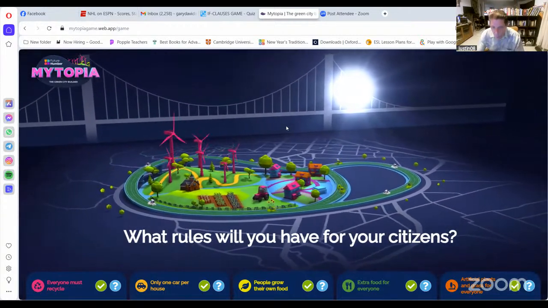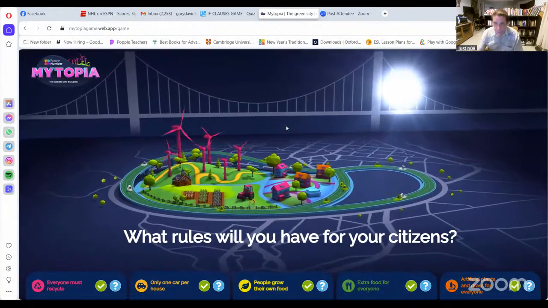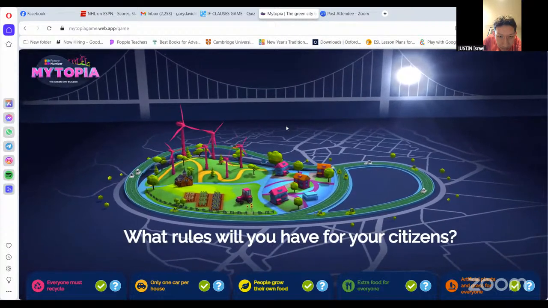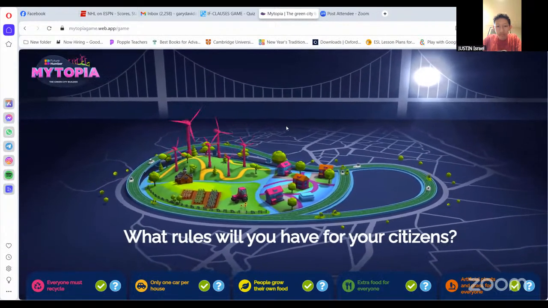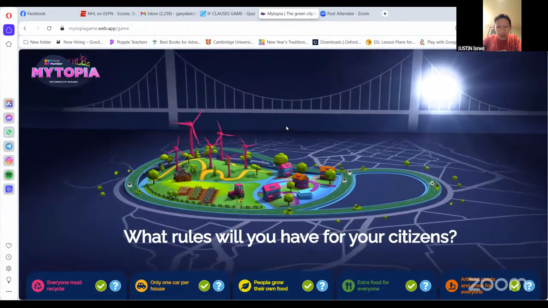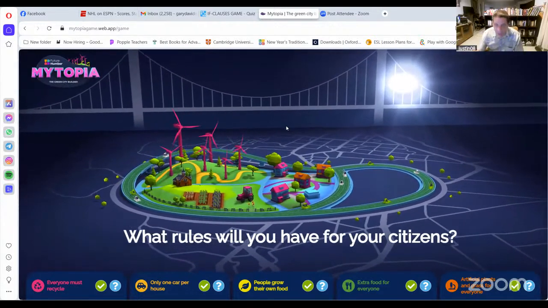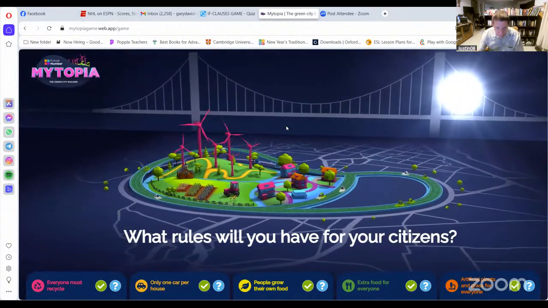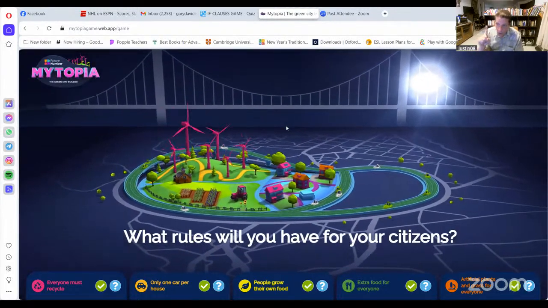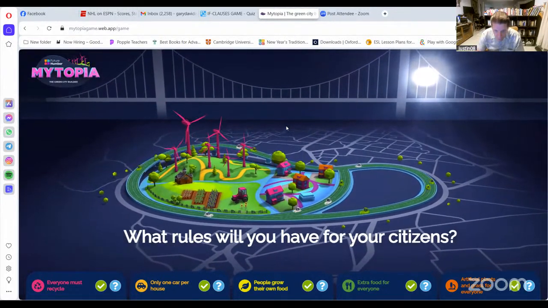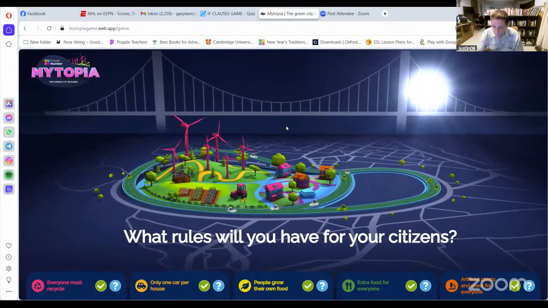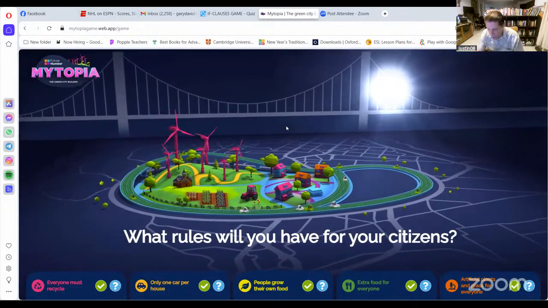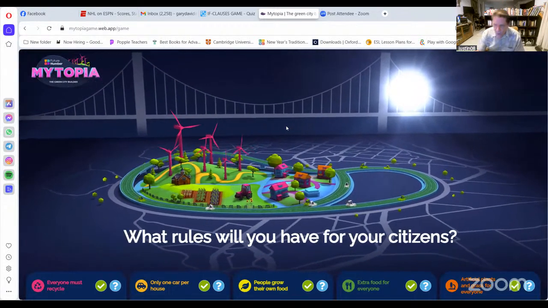The next part is what rules will you have for your citizens? Can you read? It's a little bit too small for me. Sure. The first rule is everyone must recycle in your city. Number two, only one car per house. Number three, people have to grow their own food. Number four, extra food for everyone. And number five, artificial plants and grass for everyone.